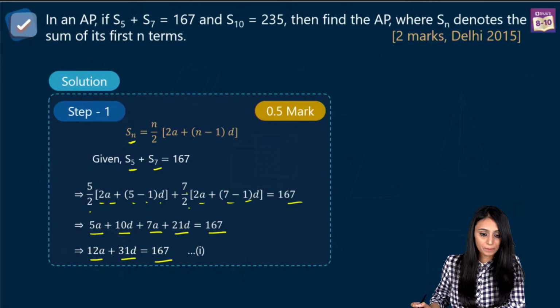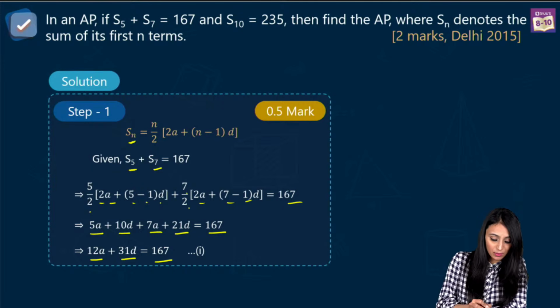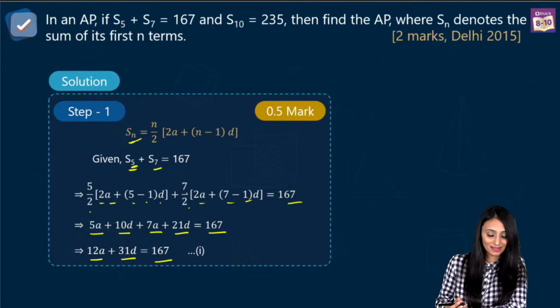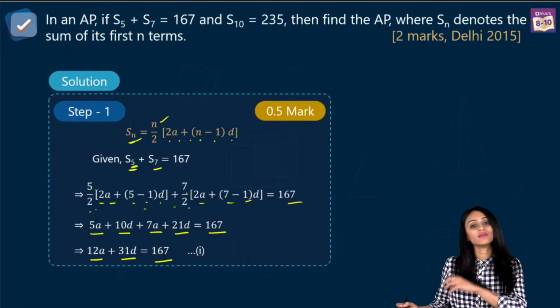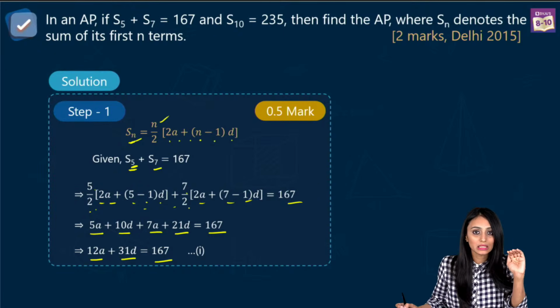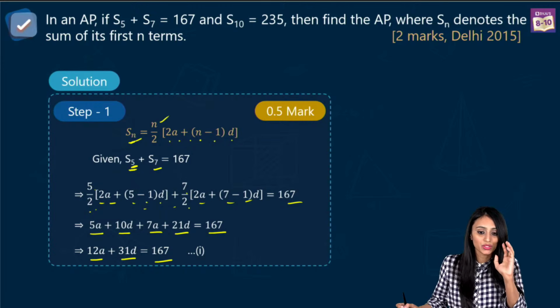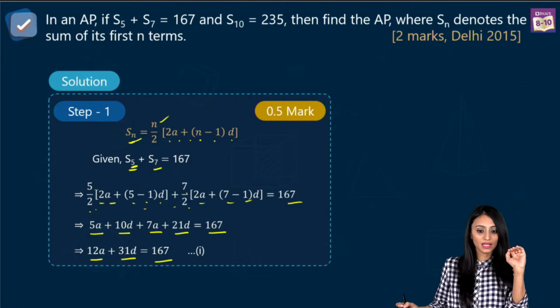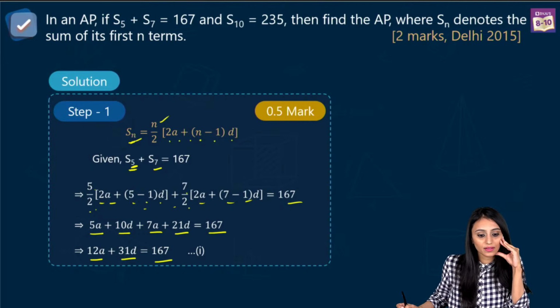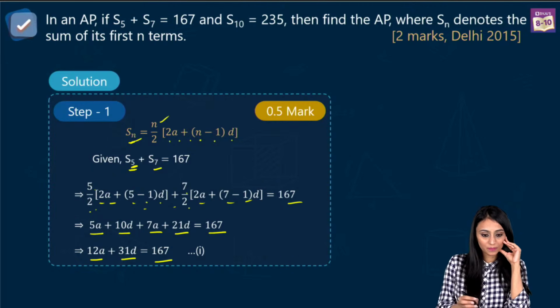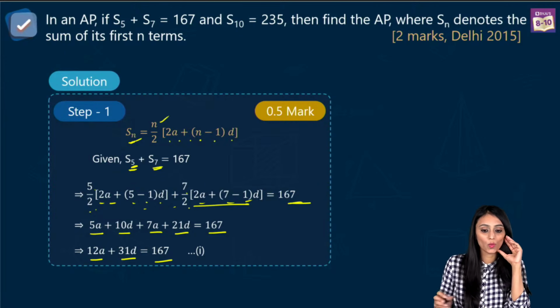Yes, Sanvi. Which step? S5 plus S7. What is 5 representing here? That's representing n, right? Put n here, which is 5. 5 by 2, rest everything. 2a plus 5 minus 1 d. See, we do not know a, we do not know d. Keep them as it is. Only we are substituting the value of n here, that's 5. Right? And then we have the value of n in another part, that's 7. Let's put that here, equal to 167.